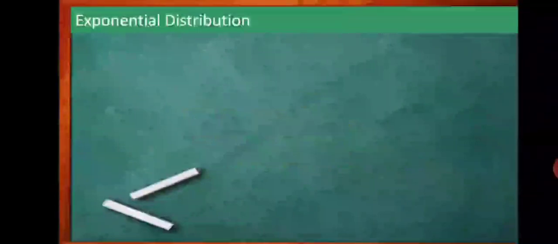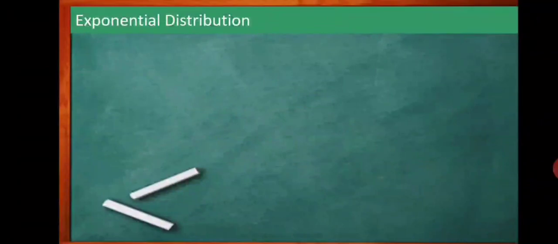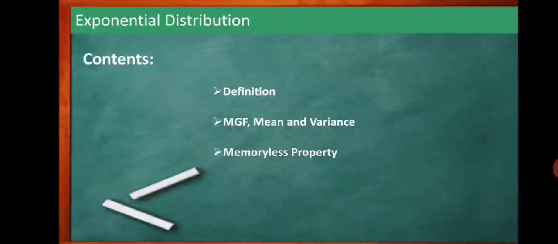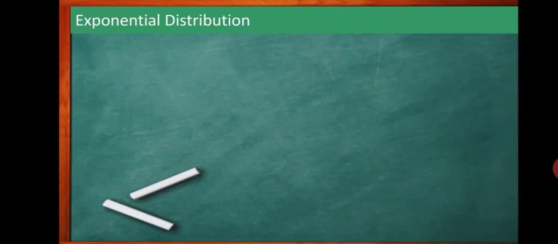This session contains the topic exponential distribution. First we see the contents. First is definition of exponential distribution, then how to derive MGF, mean and variance. Third is memoryless property, diagrammatic explanation is also given. Then last is example to understand this memoryless property better. Now we go to the session.